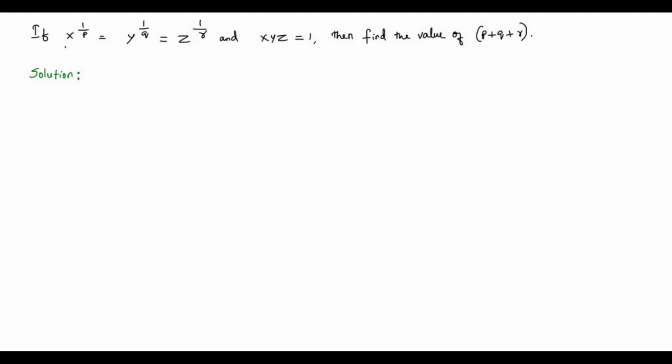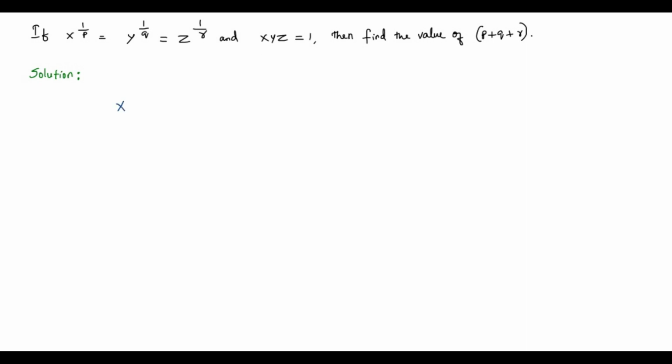Here we have a problem on indices. That is, if x to the power of 1 by p is equal to y to the power of 1 by q is equal to z to the power of 1 by r, and xyz is equal to 1, then find the value of p plus q plus r. We have two pieces of information, this is the first and this is the second. Using these two, we have to find the value of p plus q plus r.